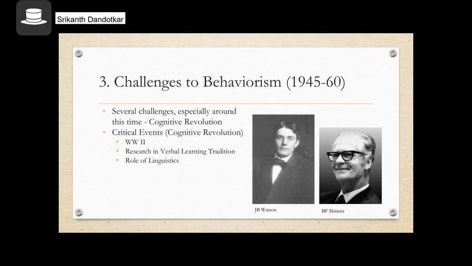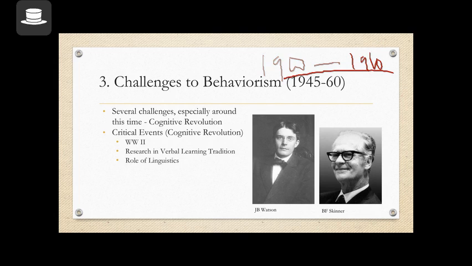So we said that the emergence of cognitive psychology, or the transition from behaviorism to cognitive psychology, was gradual from early 1900s, from even before behaviorism was born, to 1960. It was gradual. But there are some special events that happened around this time frame of 15 years, from 1945 to 1960. Several important things happened, and that's why this time period is often referred to as the cognitive revolution.